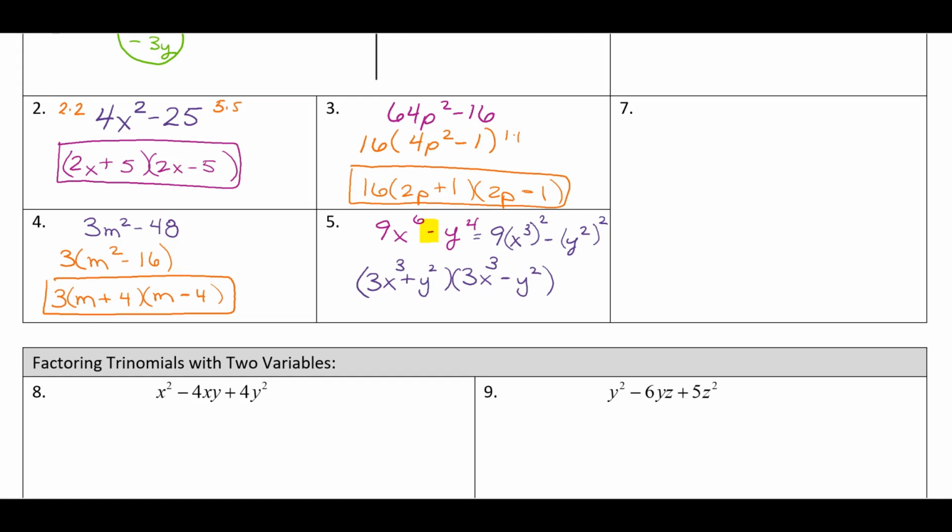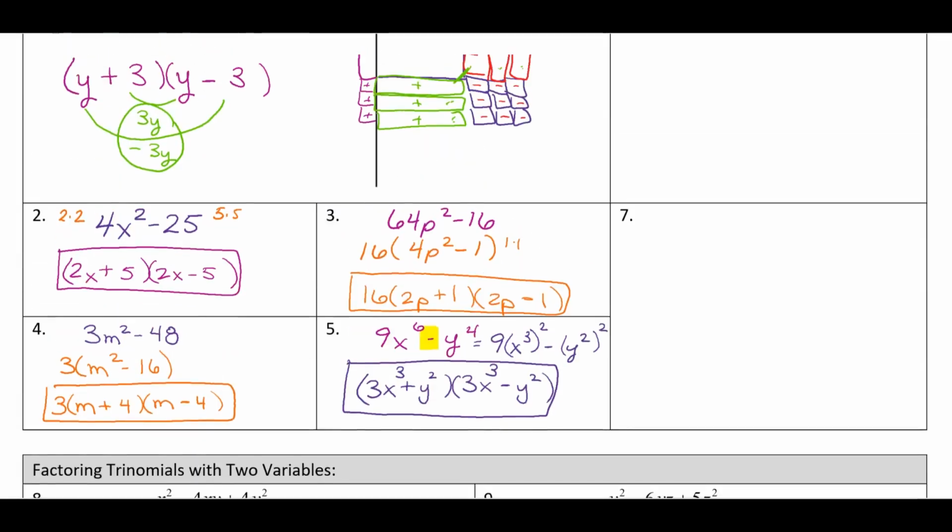And if we check this back, 3x cubed times y squared would be our middle term. Our bottom term would be negative 3x cubed, y squared, which is 0. So those middle terms cancel out. So even though it's kind of ugly and a little crazy, this is the correct answer. So that's how you would factor number 5.